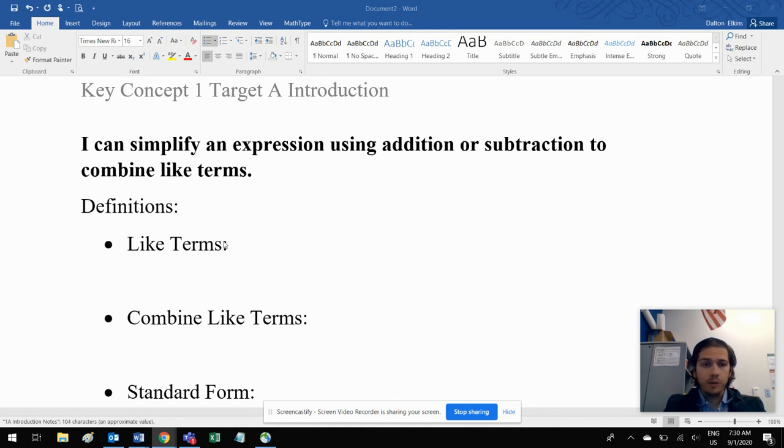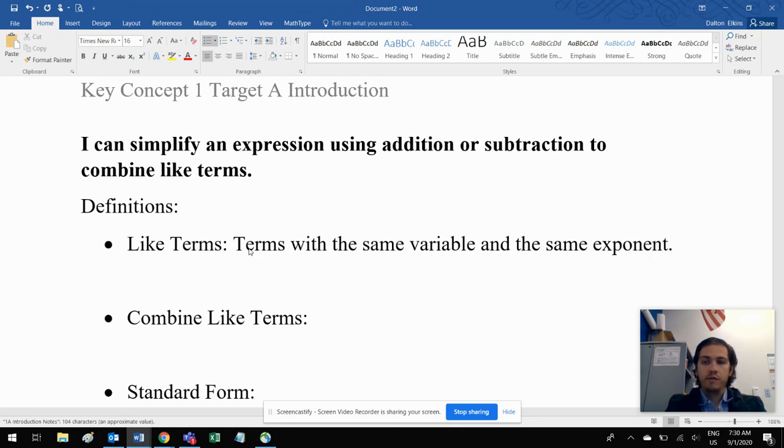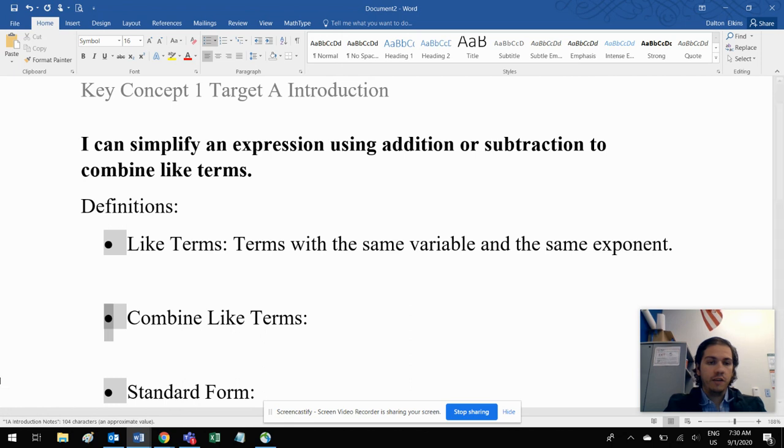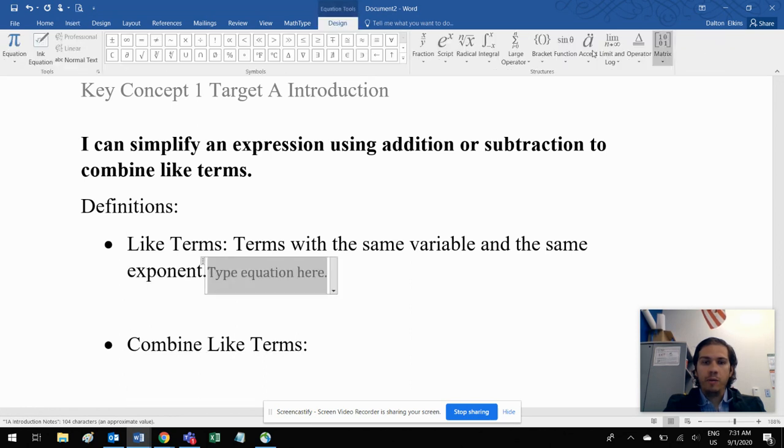So let's define a couple of things here. First thing we want to define is like terms. So we talked about terms yesterday, and like terms are terms with the same variable and the same exponent. Something to keep in mind is that we're looking for the exact same lettered variable, and that we are looking for the exact same exponent number.